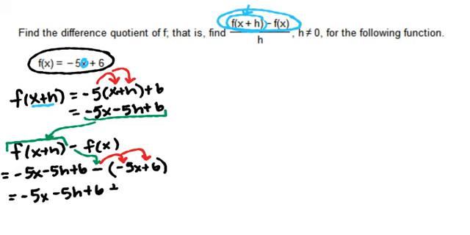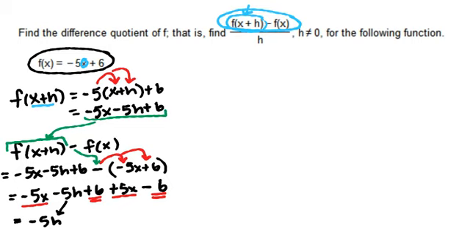A negative times a negative is a positive 5x. And negative times a positive is a minus 6. I have a little simplifying I can do here. I have some like terms. I have a negative 5x and a positive 5x. And when you combine those together, you get 0. And I have a plus 6 and a minus 6. Those are like terms, and when I combine them, I get 0. So I just need to carry down this minus 5h that hasn't canceled out.